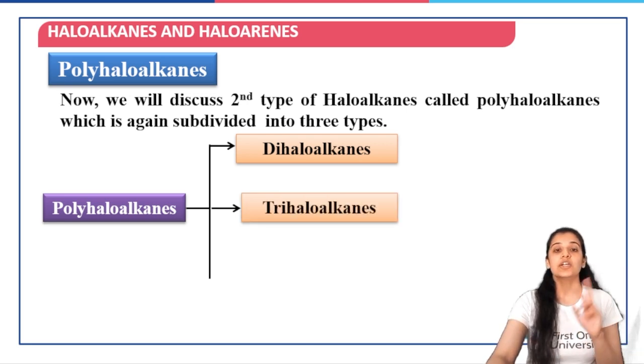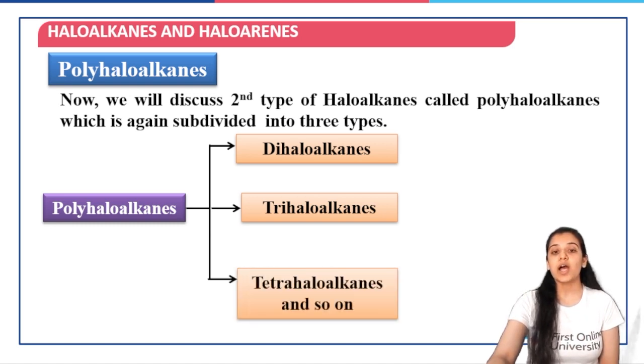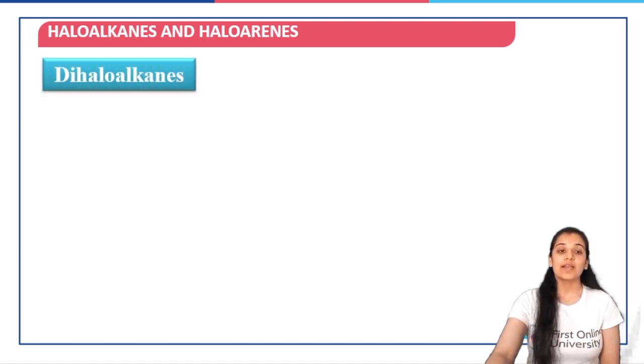So the second type of haloalkanes, called polyhaloalkanes, are further subdivided into dihaloalkanes, where we have 2 halogen atoms, trihaloalkanes where we have 3 halogen atoms, and tetrahaloalkanes where we have 4 halogen atoms, and so on. We can go on further classifying. Now let us first discuss what are dihaloalkanes.